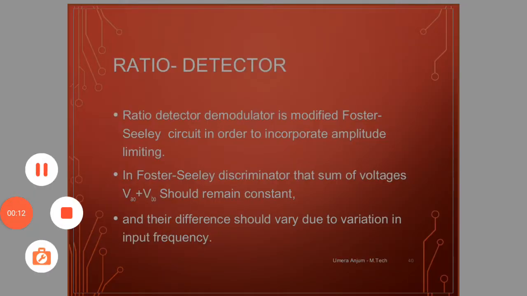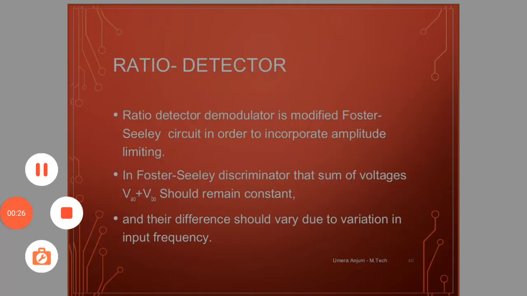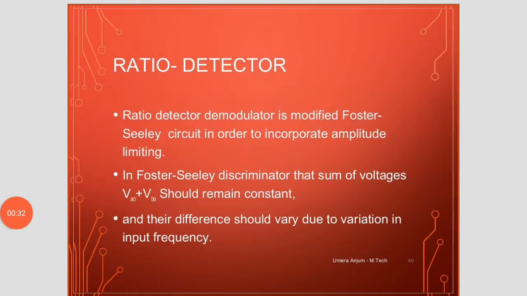In the last video lecture, we saw the types of FM detector. We saw three types. First is slope detector. After that, balanced slope detector. Third is phase discriminator. In today's video lecture, we see the next type of FM detector, that is the ratio detector. Ratio detector or demodulator is a modified Foster-Seeley circuit in order to incorporate amplitude limiting.